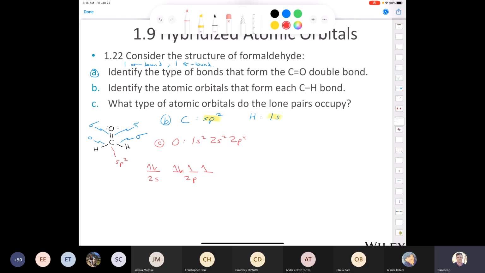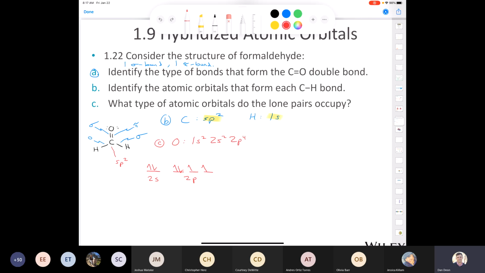Well, if the oxygen has 2 lone pairs and 1 sigma bond, and it also has 1 pi bond, that means I'm going to have an electron in an unhybridized orbital, won't I? Right? I'm going to have 1 electron in an unhybridized orbital in order to make the pi bond between the oxygen and the carbon.